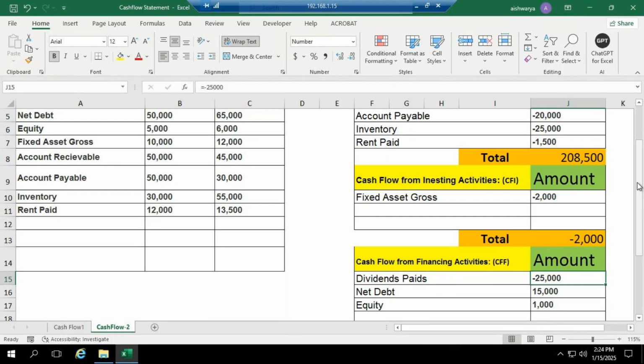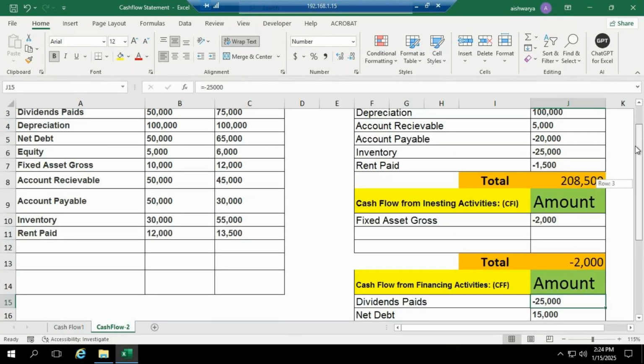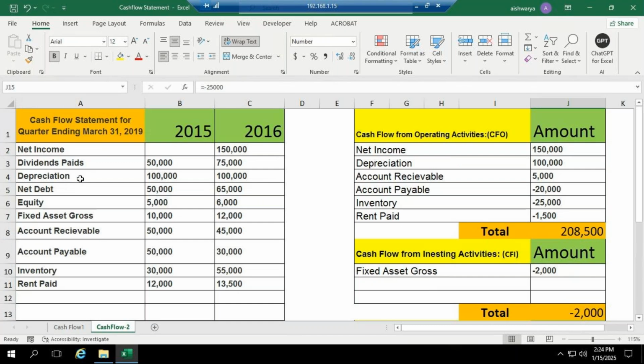After that, depreciation. So depreciation is nothing. We have no changes in this. That's why every year the same amount has been decreasing, so you put that amount in the depreciation column. So cash flow from operating activities.